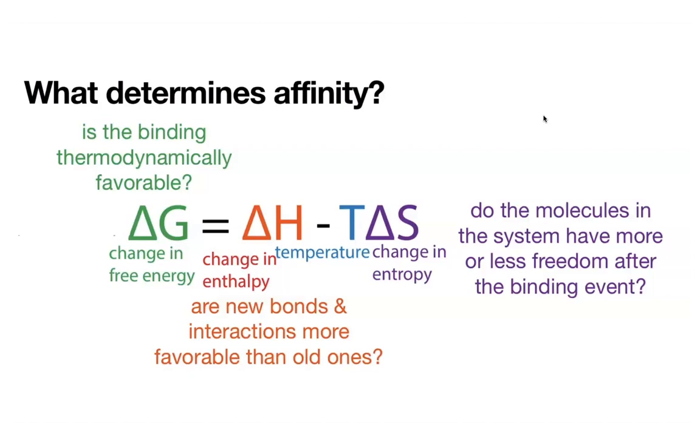In order to get a negative delta G, we have to think about enthalpy and entropy. So we have to think about delta H: are our new bonds and interactions more favorable than the old ones? If so, we're going to have a negative delta H, which is going to be favorable. We also have to consider our change in entropy. Do the molecules in the system have more or less freedom after the binding event? And remember, this is where it gets confusing, because you would think that every time things are binding, you're going to be losing entropy. But that's only when you're thinking about just those two binding things in isolation. Yeah, they're going to be more constrained because they're bound to one another, but you might be releasing a lot of water.